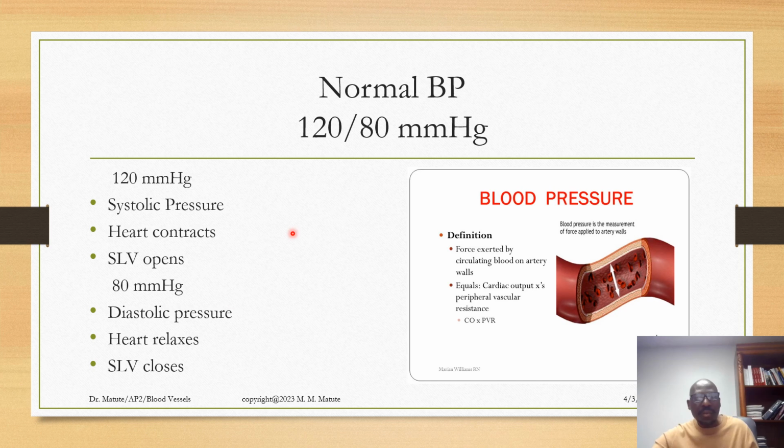So one more time, when we measure normal blood pressure, it actually has two figures. The upper value is the systolic pressure when the heart contracts. The lower value is the diastolic pressure when the heart relaxes. When the heart is relaxing, the SLV valves close. When the heart is contracting, the SLV valves open. This makes sense, because when the heart is contracting, it is pumping blood out of the heart. So these valves need to be open so that the blood can be sent out via the aorta.